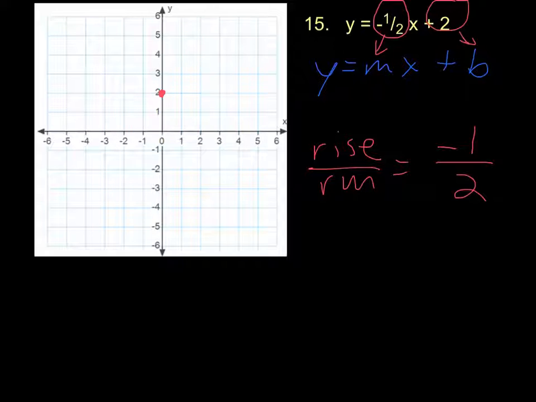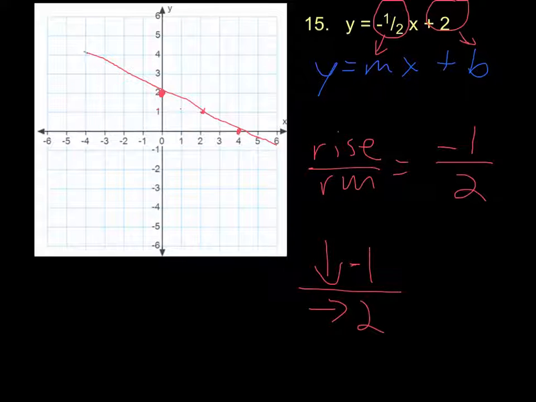So what this means is we have to go downhill. We're going to go down 1 to go over 2. Down 1 over 2. Down 1 over 2. Now we can draw a line. Make sure we put our arrows on the ends. And that is our graph.